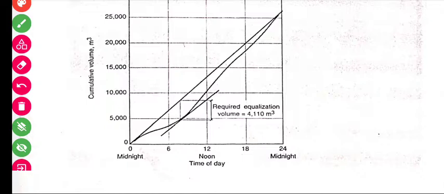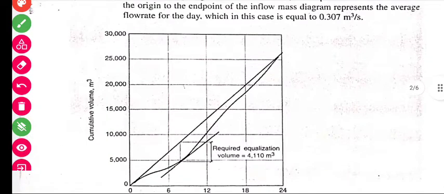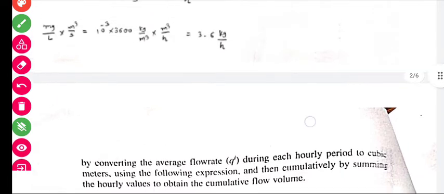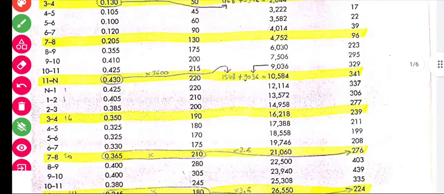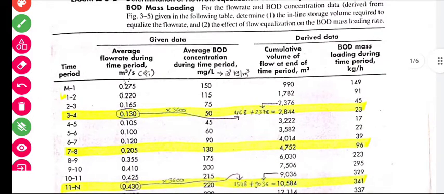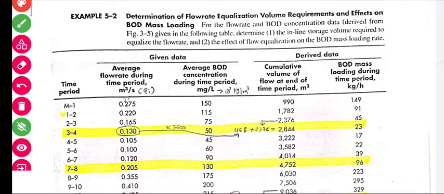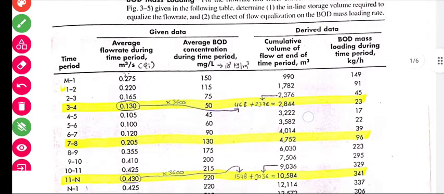But now the effect on BOD calculation is a little bit complex. It is not that complex. You just listen to everything carefully, understand each and every point, and then practice 2-3 times, and you will be able to solve this numerical. But you have to understand it, otherwise if you try to memorize, it will create a problem. So let's talk about how BOD is changing, or getting affected, by the presence of the equalization basin.